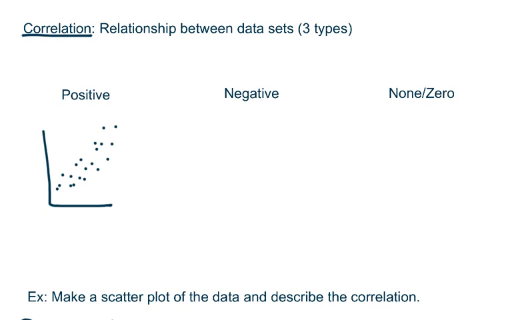As the x value, as the x data set, whatever that might be. In the previous example, it was hours spent doing homework. As one gets bigger, the other one gets bigger. So that would be your GPA. As x gets bigger, y gets bigger.